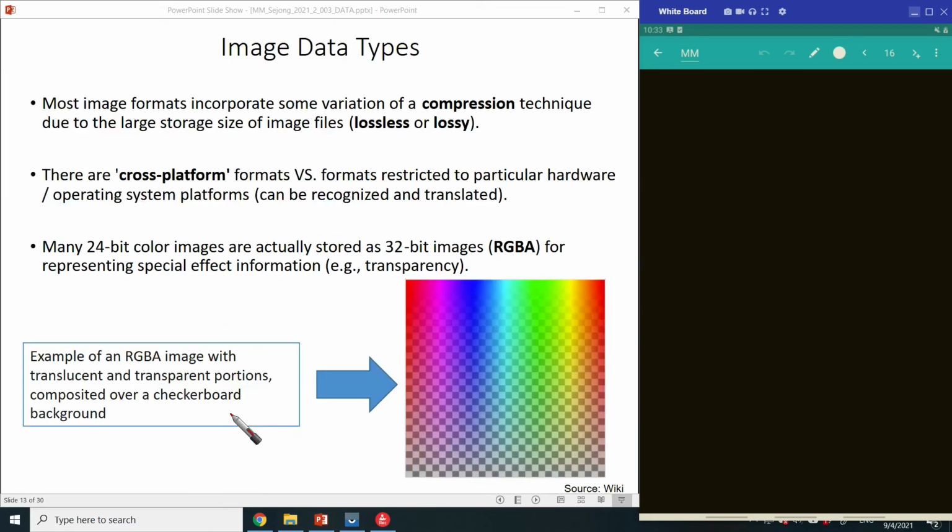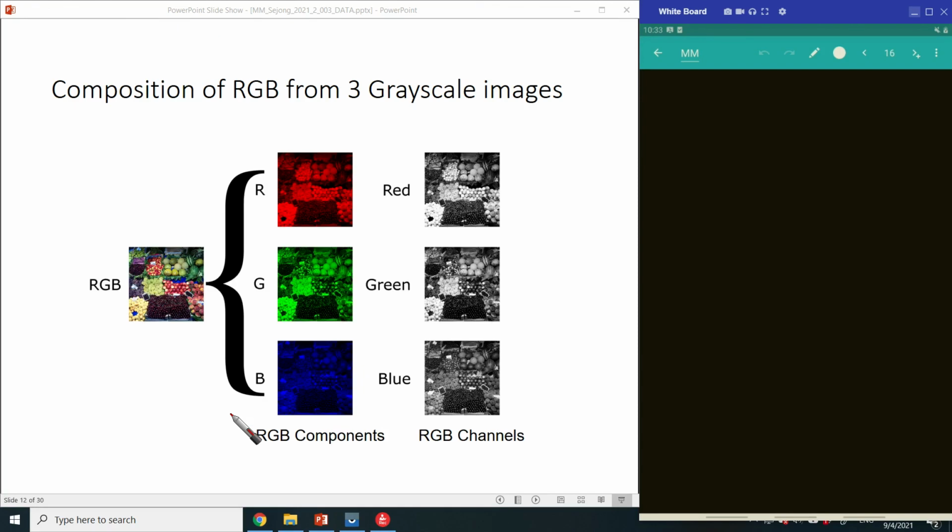So this is how we see the data, right? So now let's move on to our next part.